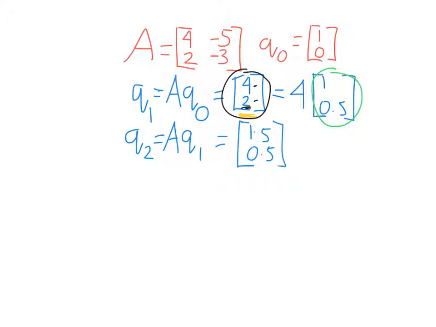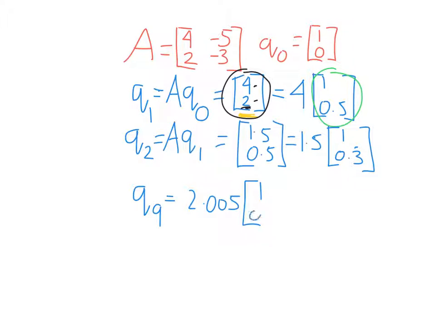So if I multiply them together, I get the vector (1.5, 0.5). Again, I'm just going to take out a factor of the largest entry in the vector. So I get this, okay? So what I can do is keep applying A over and over again. If I do this, eventually I end up with Q9. On the 9th iteration, I end up with this vector here, 2.005 times this vector. And then if I apply A to this vector, I get Q10 equals about 1.998.